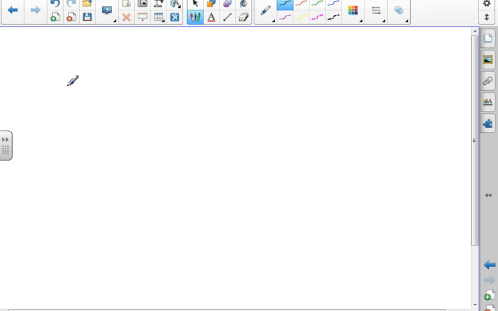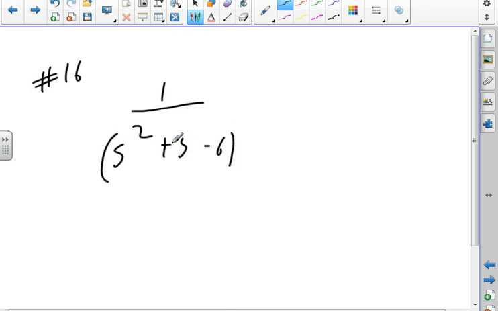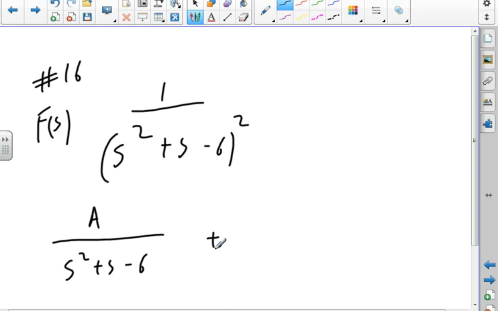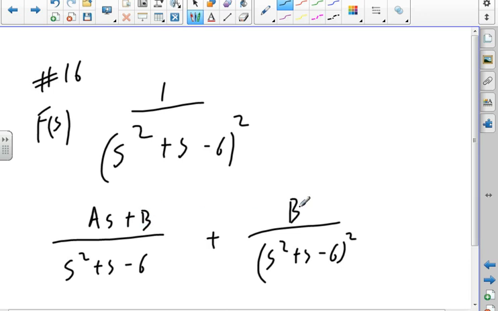Okay, why don't we do 16? 1 over s squared plus s minus 6, the quantity squared. Okay, so we're going to have a over s squared plus s minus 6 plus b over s squared plus s minus 6 squared. Or I think we need to have as plus b, don't we? ds plus c. Yes, we do.